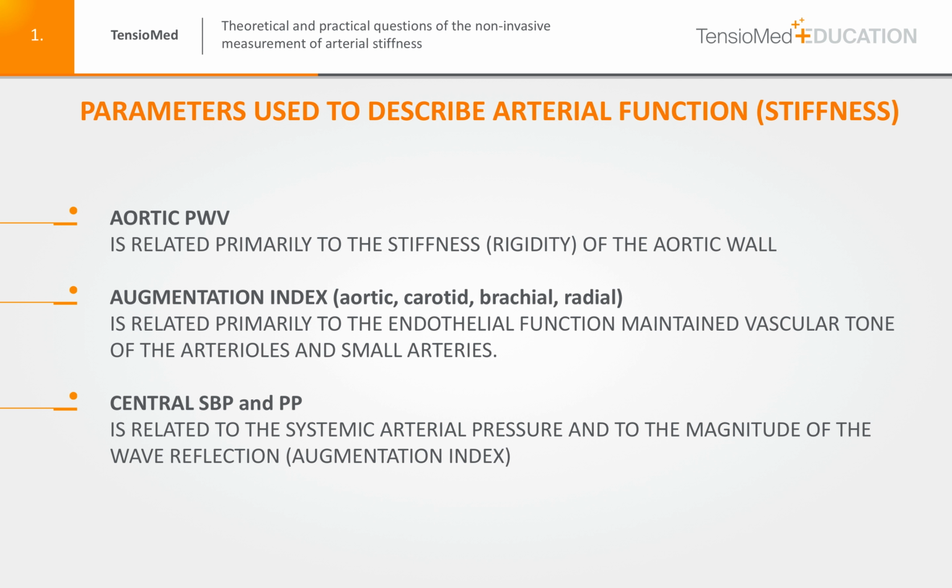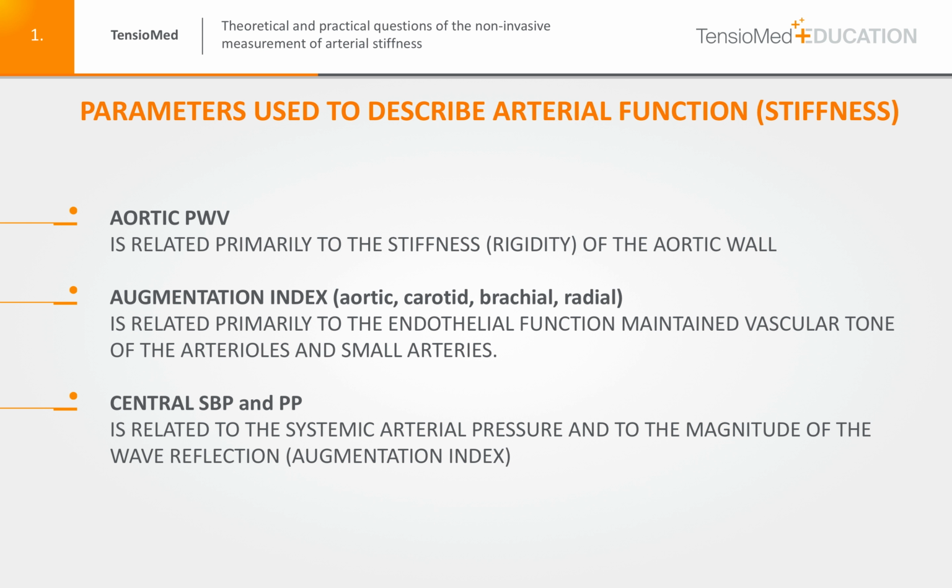The most frequently used parameters in the medical scientific literature for describing arterial function, arterial stiffness, are the aortic pulse velocity, the augmentation index, and the central systolic blood pressure and central pulse pressure. The aortic pulse velocity is mainly and primarily related to the aortic wall characteristics. Basically, the stiffer, I would say, the more rigid the aortic wall, the faster the aortic pulse wave velocity.